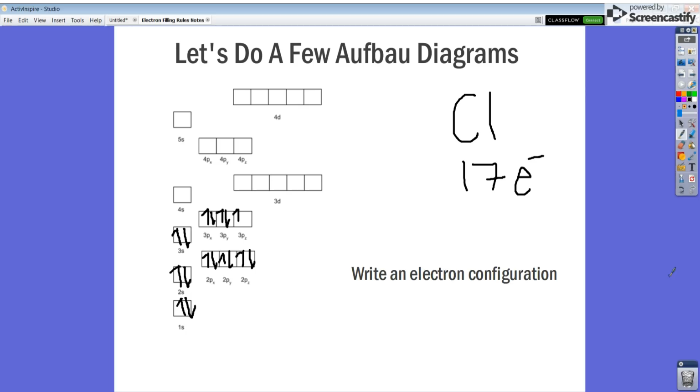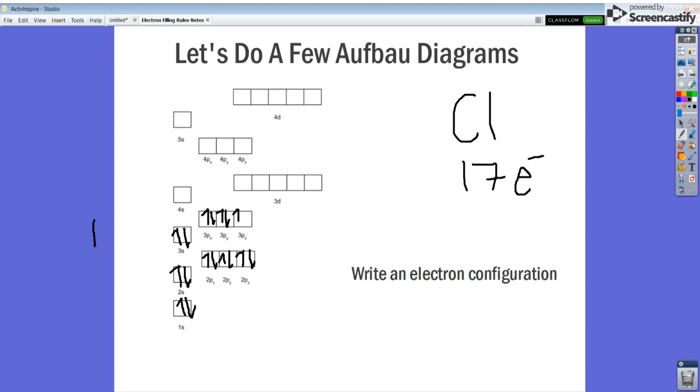Now, using an Aufbau diagram, you can write something called an electron configuration, which is the same information in the Aufbau diagram, but you don't have to have all of these boxes, and it takes up a little bit less room. So what we do is we follow the Aufbau principle, and we start with the lowest energy, right?